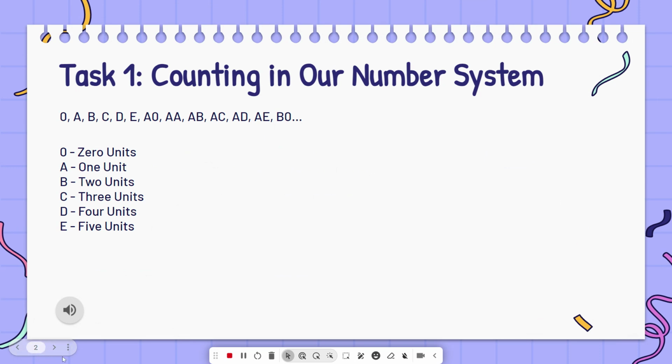So first, counting in our number system. We used 0, A, B, C, D, and so on and so forth. 0 was 0 units, A was 1 unit, B was 2 units, C was 3 units, D was 4 units, and E was 5 units.